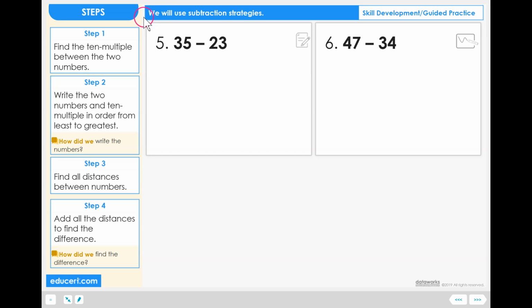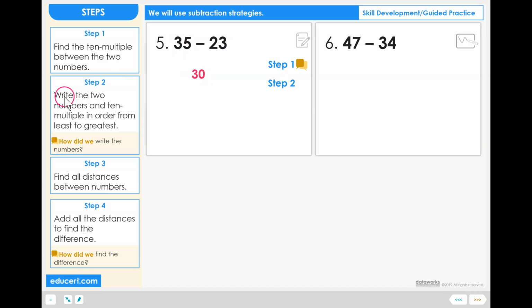Let's apply the adding distances strategy to a couple of subtraction problems, following 4 steps. Problem number 5, 35 minus 23. Let's read step 1. Ready, read. Find the 10 multiple between the two numbers. The two numbers here are 35 and 23, and the 10 multiple between these two numbers is the number 30. I like to write the 30 underneath the subtraction sign to show that this value is between these two numbers.